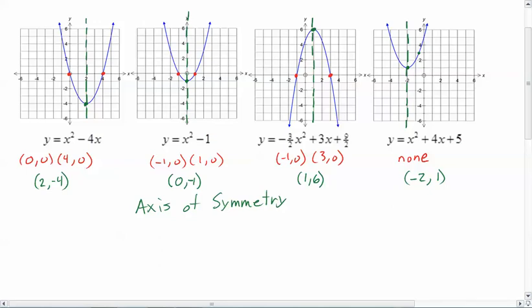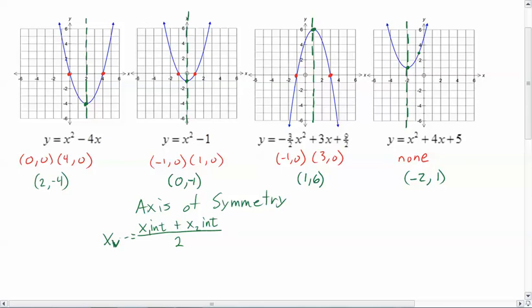So here's one way to get the axis of symmetry. You take x-intercept 1 plus x-intercept 2, and then divide by 2. And that will give you the x value of the vertex. Okay, and most of the time I'm not going to put x vert, so I'm just going to put xv.